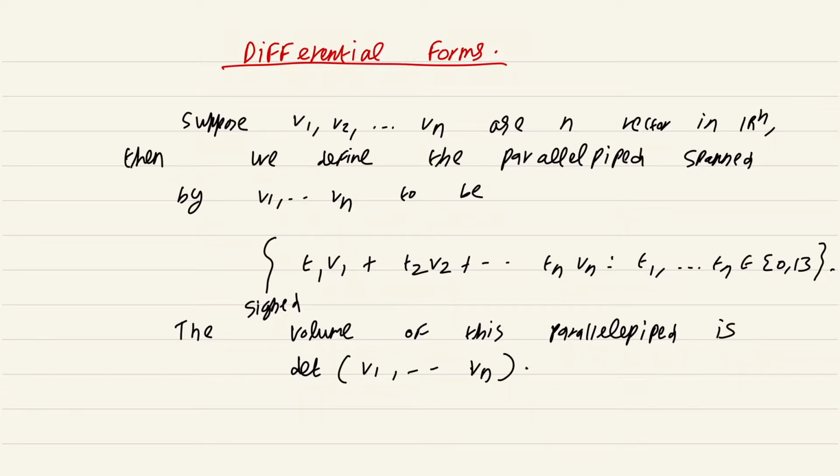Now our ultimate goal is to define integration on manifolds. The question arises, what is it that you want to integrate on a manifold? The correct object that can be integrated on a manifold is a differential form.